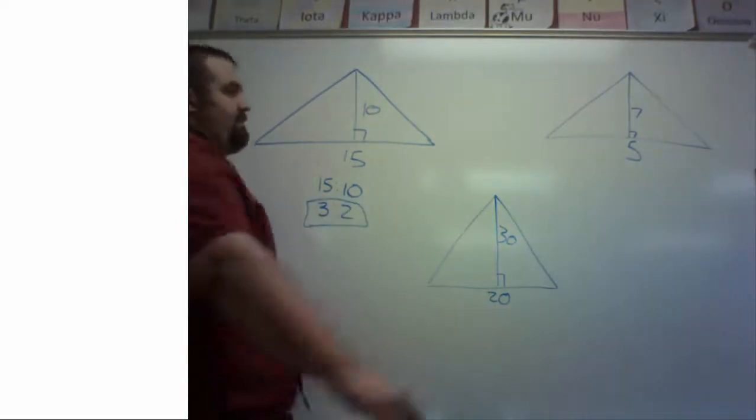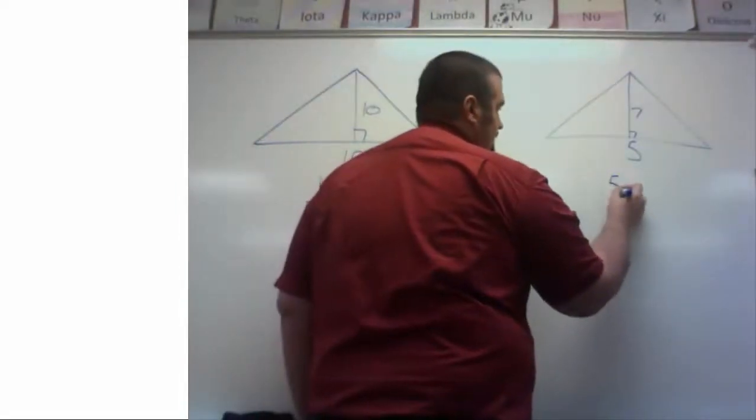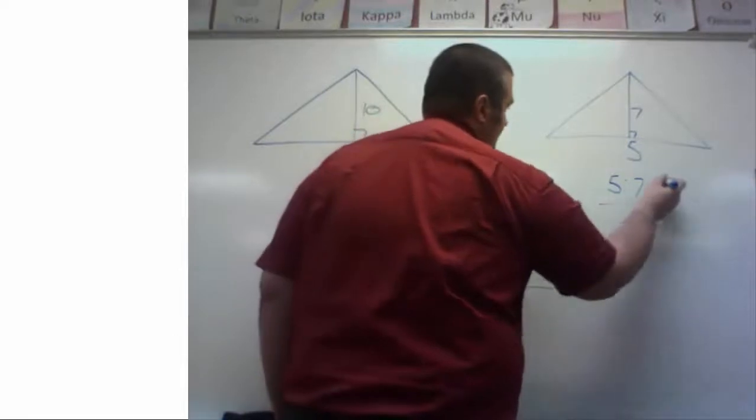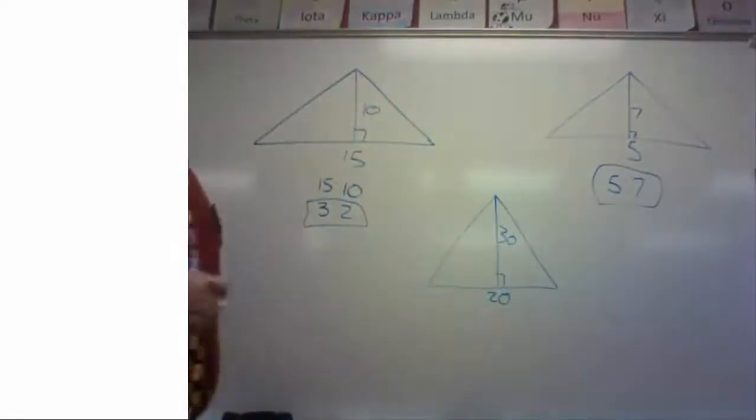Over here, base is 5, height is 7. 5 is prime, 7 is prime. You can't do anything with that. My ratio is 5 to 7.